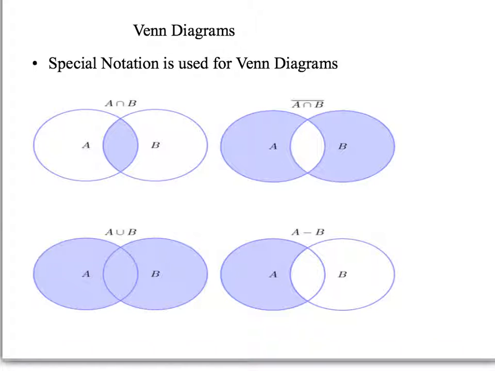On the top right, A intersect B and then the complement of that. When it has a line over the top of the A intersect B, the complement, that means everything outside of A intersect B, because A intersect B is in here, and so everything outside of that is the complement. Then we have A minus B there, just in case you see that in a textbook.